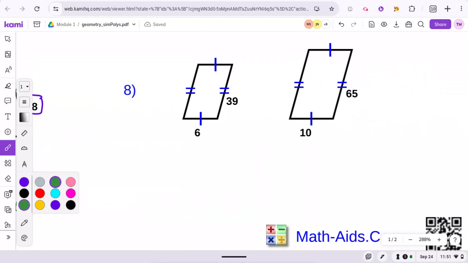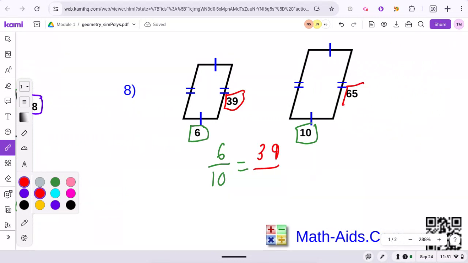Similar process for number 8. Take the corresponding side, 6 from this shape, 10 from this shape. 6 over 10 equals 39 over 65.